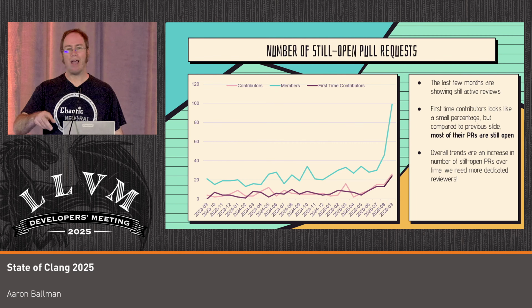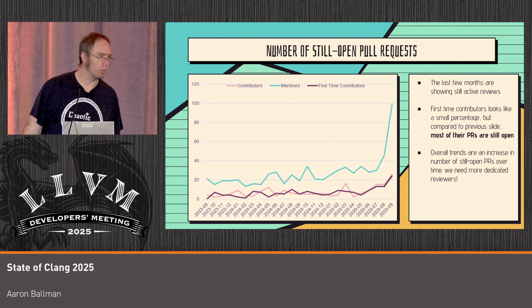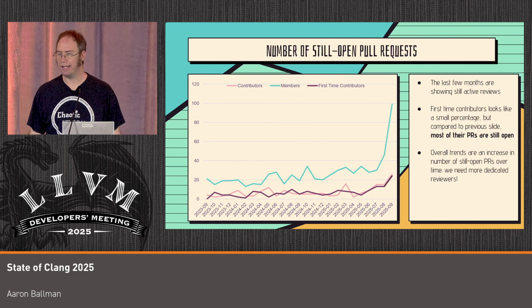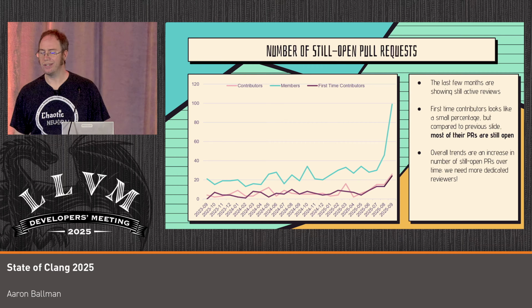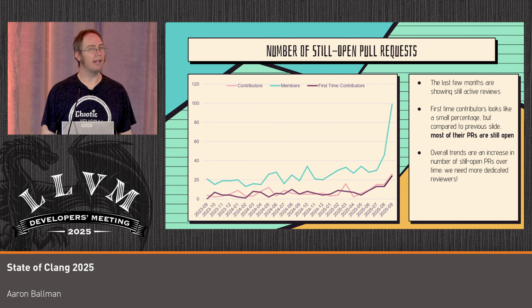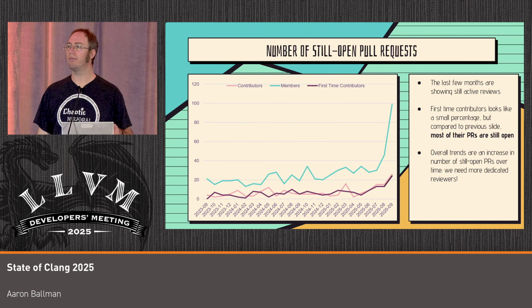Not really worried about how the trend line is going straight up in the last couple months. That's basically just active work that people are still working on. That data makes a lot of sense. But there is an overall trend in that we are increasing the number of still open PRs over time. And this, to me, says we need more focus on dedicated reviewers.